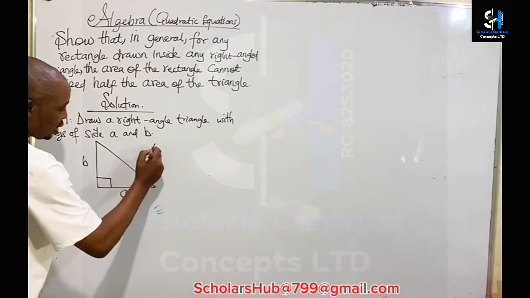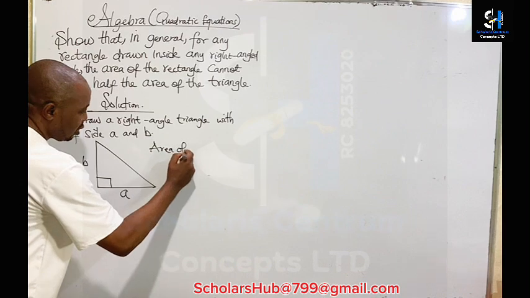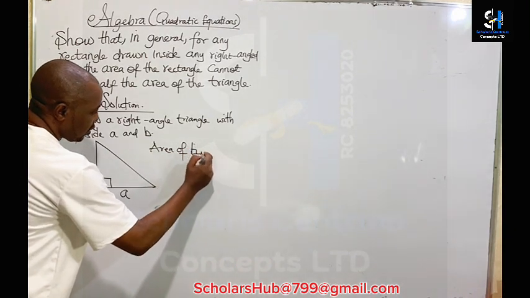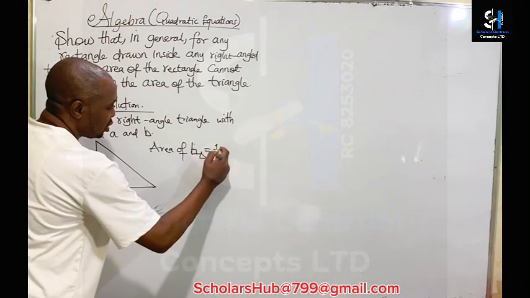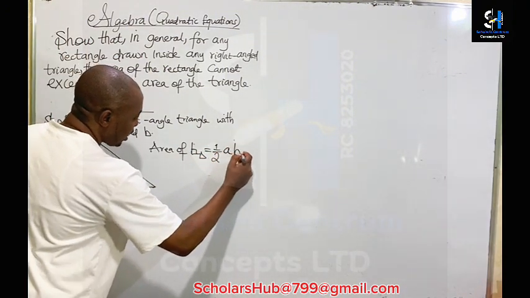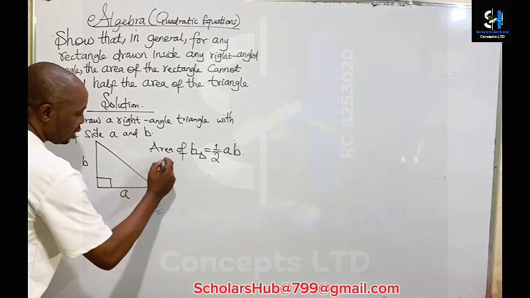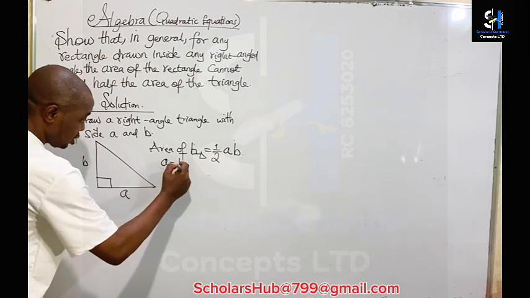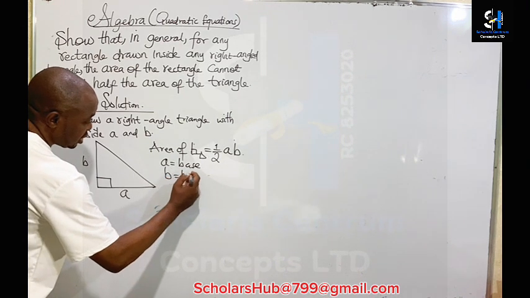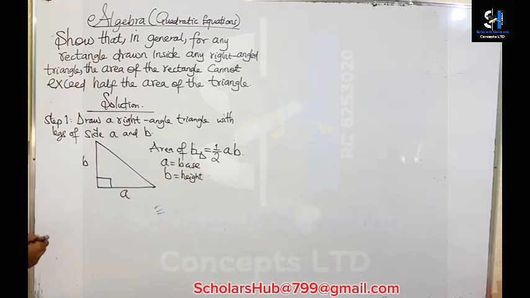So we know that the area of the right angle triangle will be 1/2 of the base times height. Remember, A is the base, and B is the height in this case. Now step number two.